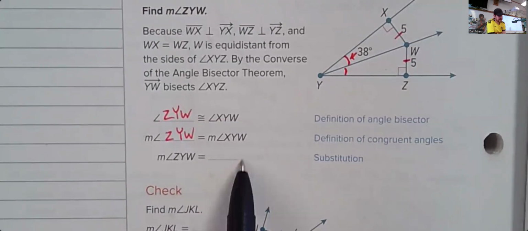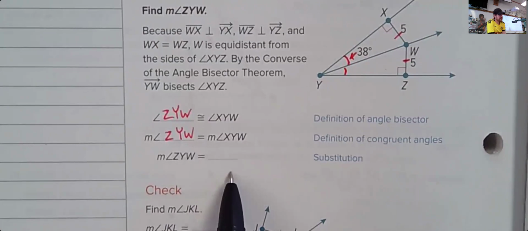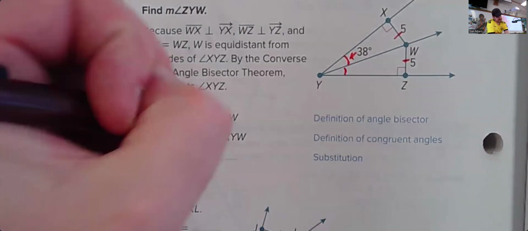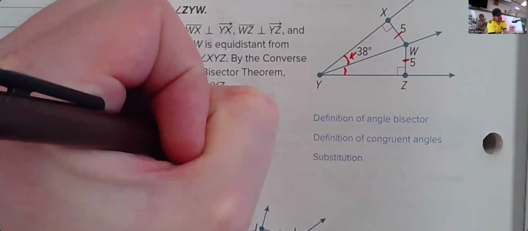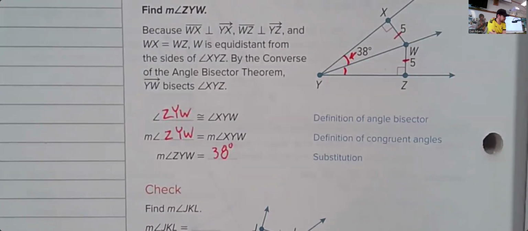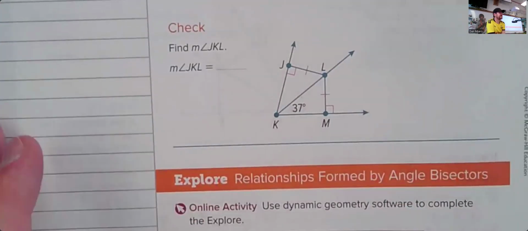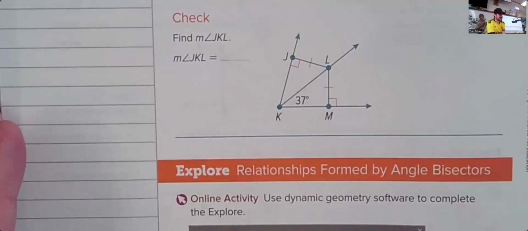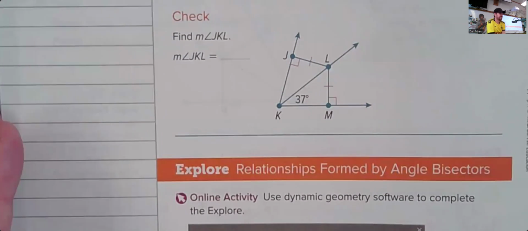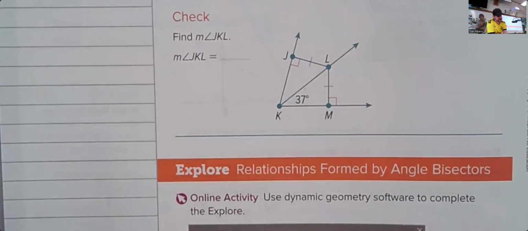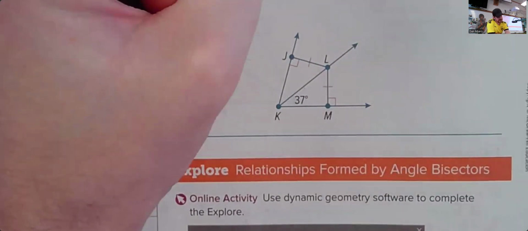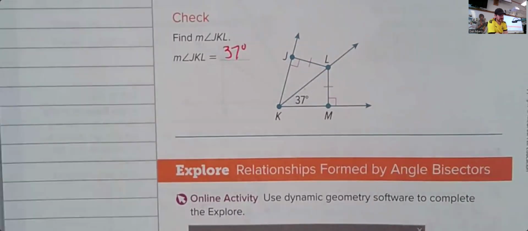How many degrees does angle zyw equal? 38. It's the same as the other one. They're both 38. Now, that was a long way of doing this problem. The short way is just to use what's already there and just write the answer. So what's the answer for this one? 37, yeah. Measure of angle JKL is 37 degrees.